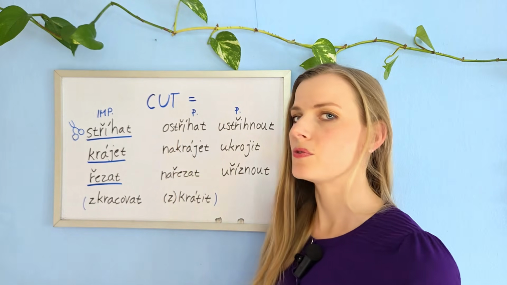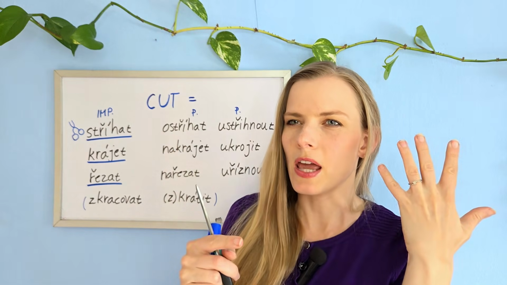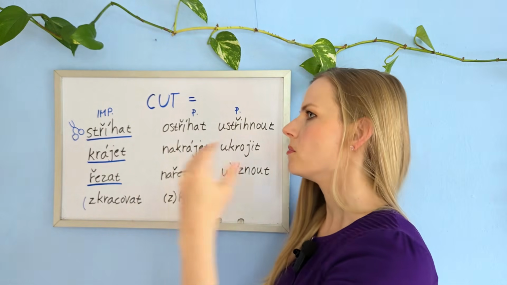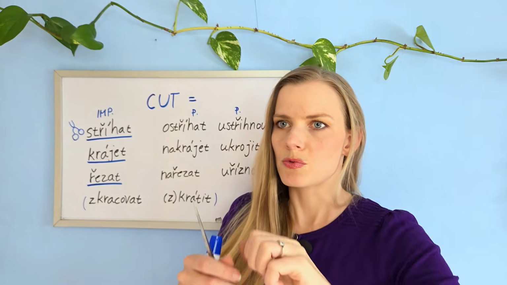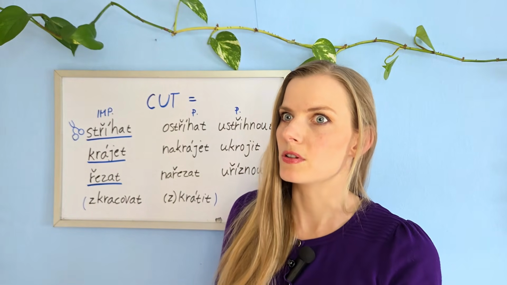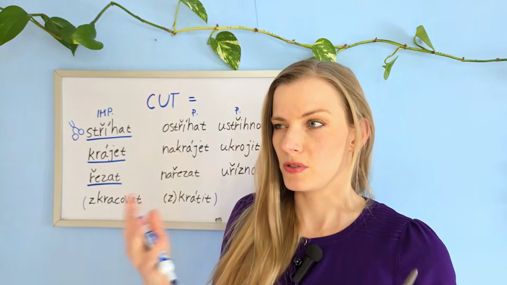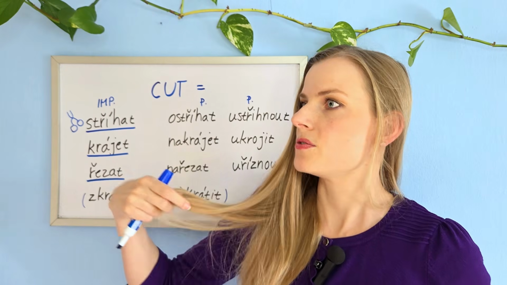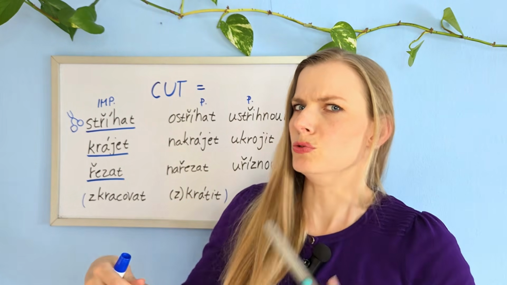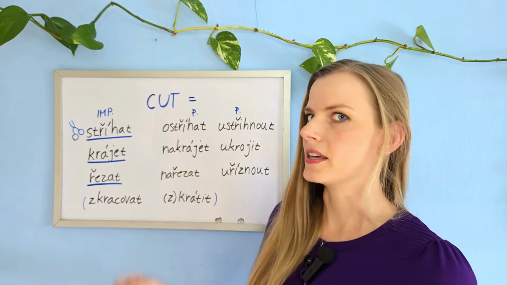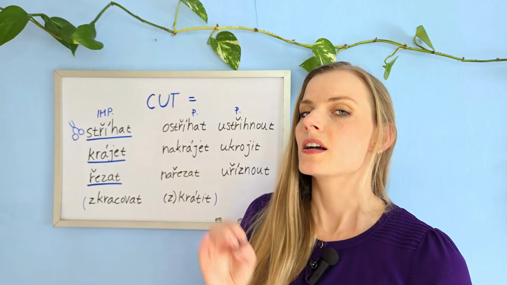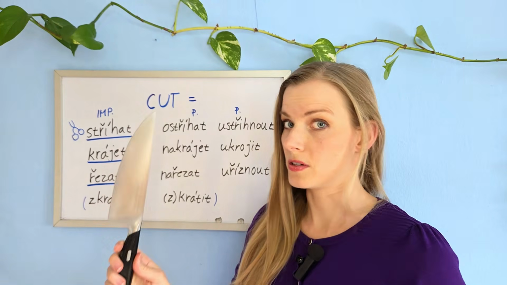Ostříhat is perfect for cutting nails or hair. You know, this prefix o means cut around. So you cut something around generally. Ustřihnout, u means to cut something off in this case. You take a strand of hair and you cut it off. Ustřihnout. Krájet. Krájet is cutting and slicing with a knife.